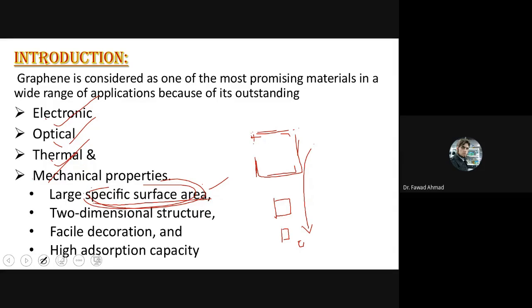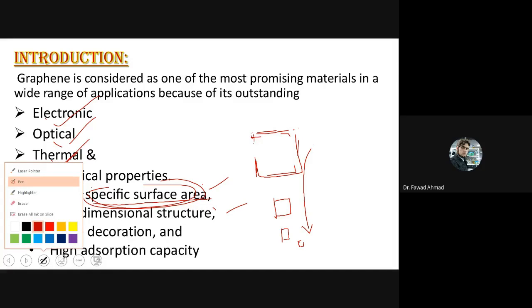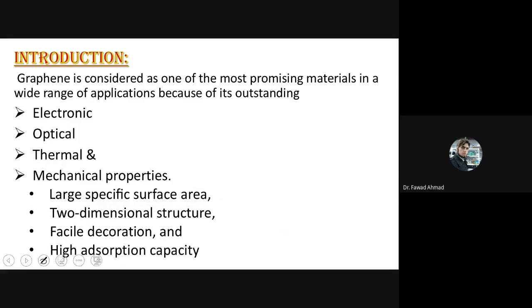Now it has a two-dimensional structure. If you remember, we studied in great detail that all the materials are classified into different sections. Just to remind you, we have zero-dimensional objects, one-dimensional materials, two-dimensional materials, and 3D materials as well.